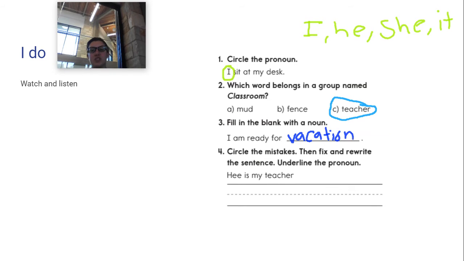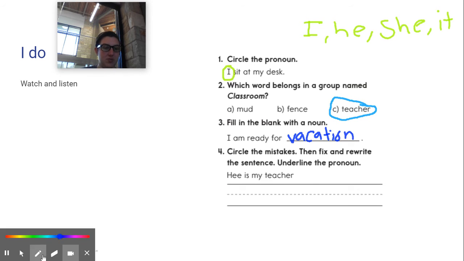So here, pretty much any word would be okay as long as it was a noun. So I am ready for dogs. Kind of makes it weird. The only thing I couldn't put is a verb. So I couldn't say I am ready for running or I am ready for to run. That wouldn't work. Circle the mistakes, then fix and rewrite the sentence. Underline the pronoun. Okay, so let me change my pen color.